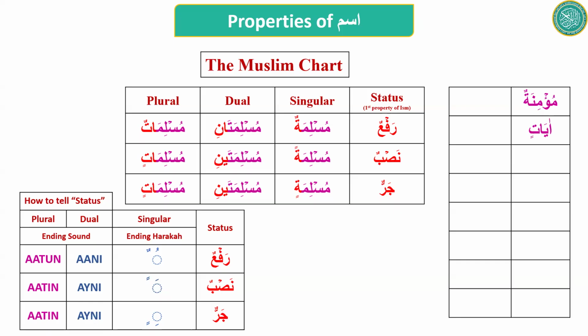Could this be Nasab as well by any chance? This is a plural word, Ayatin. Or is it strictly Jar? No, because it is plural, it could be Nasab, could be Jar. Because it is atin, and atin is for Nasab and Jar according to the table here. So it could be Nasab, could be Jar. All right. Next word.